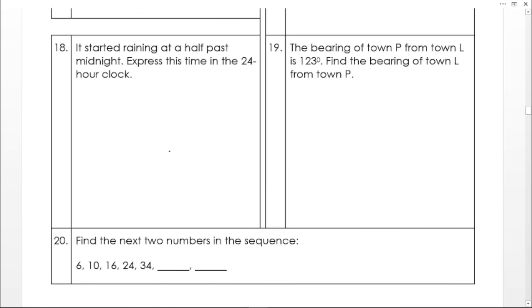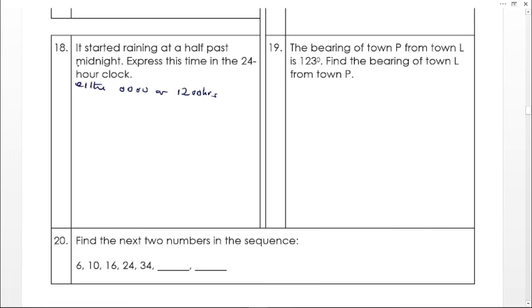This one is telling us it started raining at midnight. Express this time in the 24-hour clock system. When we are changing it to the 24-hour clock system, we either add 00 or we add 1200 hours. When do we add 00? When the day is still fresh, when we have not covered the first half of the day. The first half is 12 hours.